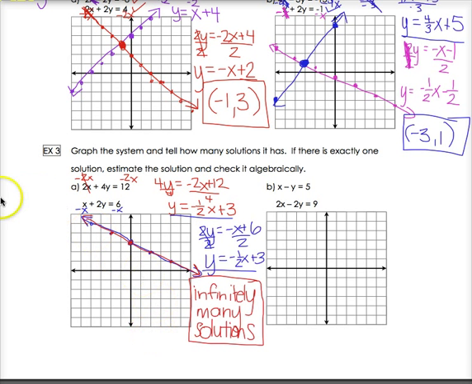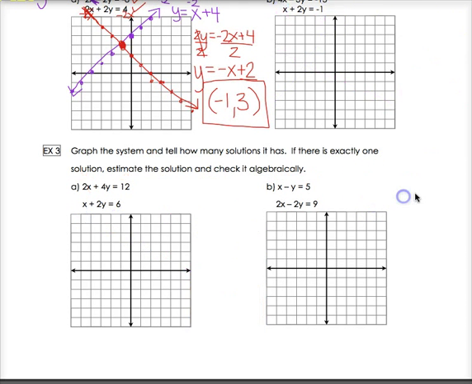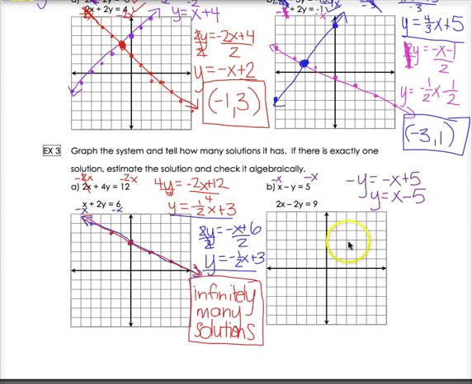All right, last example here. So get it in slope-intercept form first. So subtract x, subtract x. So negative y equals negative x plus 5 is my first step. Then I need y, not negative y, so I need to divide everything by negative 1, which changes all the signs. So y equals x minus 5 is my first equation.